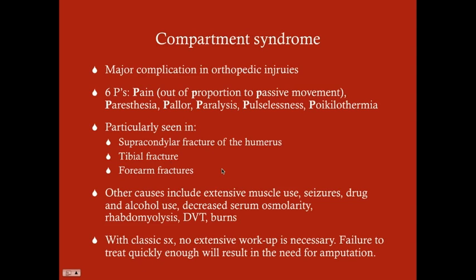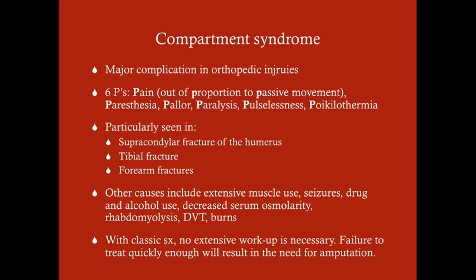Now, compartment syndrome is not always secondary to fractures. You can get it from other things. So you can see this in rhabdomyolysis. It's a major complication of rhabdomyolysis. You can see this in extensive muscle use, usually not the extensive muscle use that you would do on purpose, usually extensive muscle use from something like seizures. Drug and alcohol use, decreased serum osmolarity, DVT, and burns.